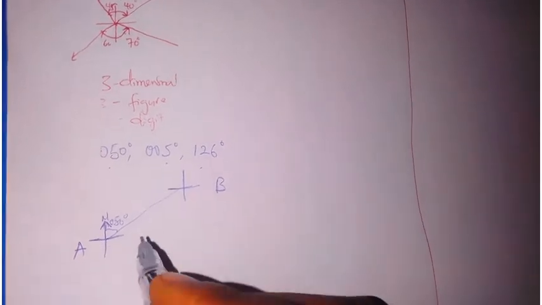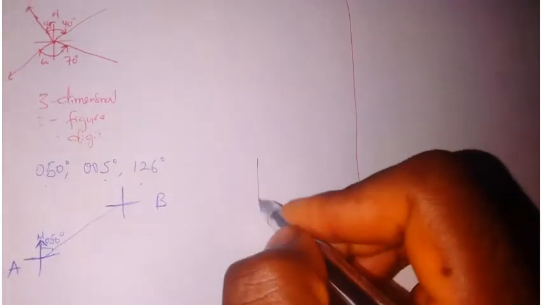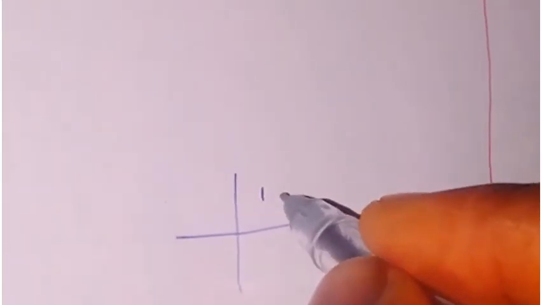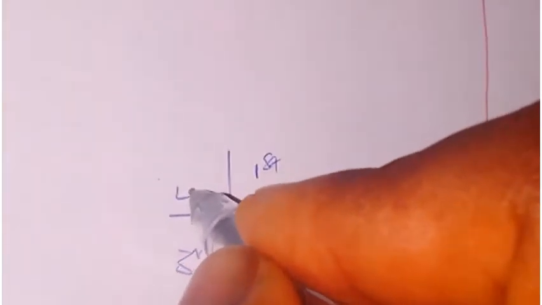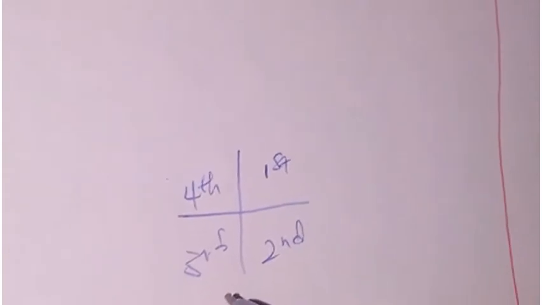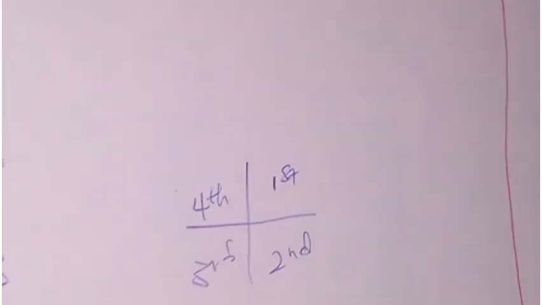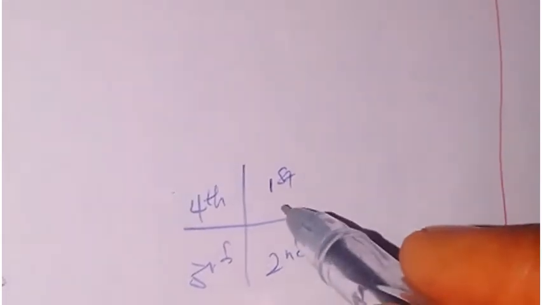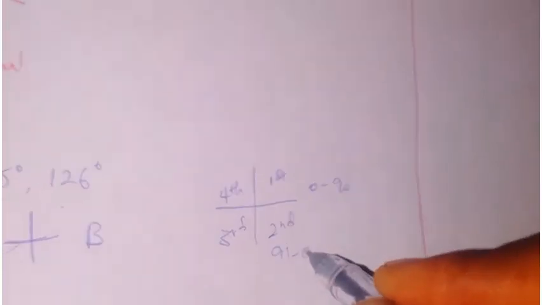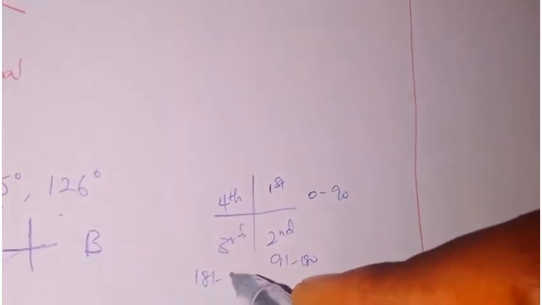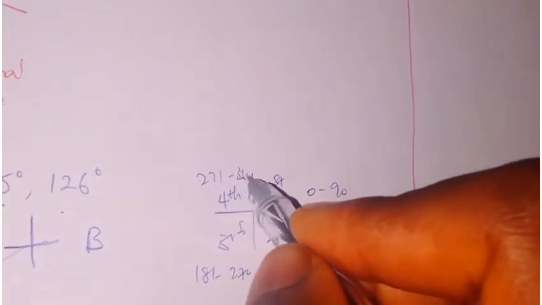Now, before we continue, in three-figure bearing, we have what we call quadrants. We have our first quadrant, second quadrant, third quadrant, and fourth quadrant. This is what will give you a guide on where to put your angle. Our first quadrant is from 0 to 90, second quadrant 91 to 180, third quadrant 181 to 270, and your fourth quadrant is 271 to 360.